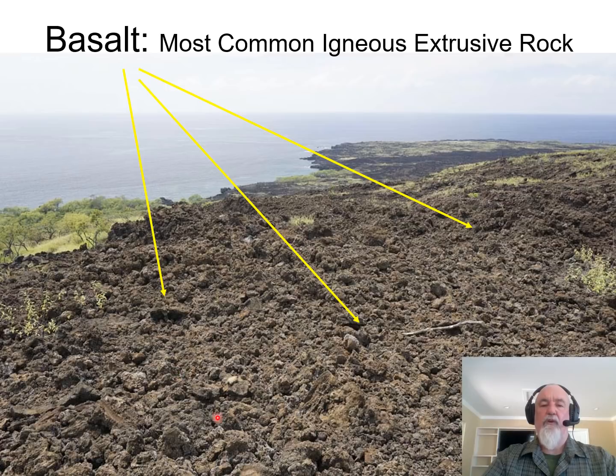Basalt, the most common igneous extrusive rock, usually dark in color, comes out from a flow. Now, if we're taking a geology course, we'd learn about the different qualities of these types of volcanic flows, from very smooth ones, which we call pahoehoe, to the ones that look like this. It'd be very hard to walk on.